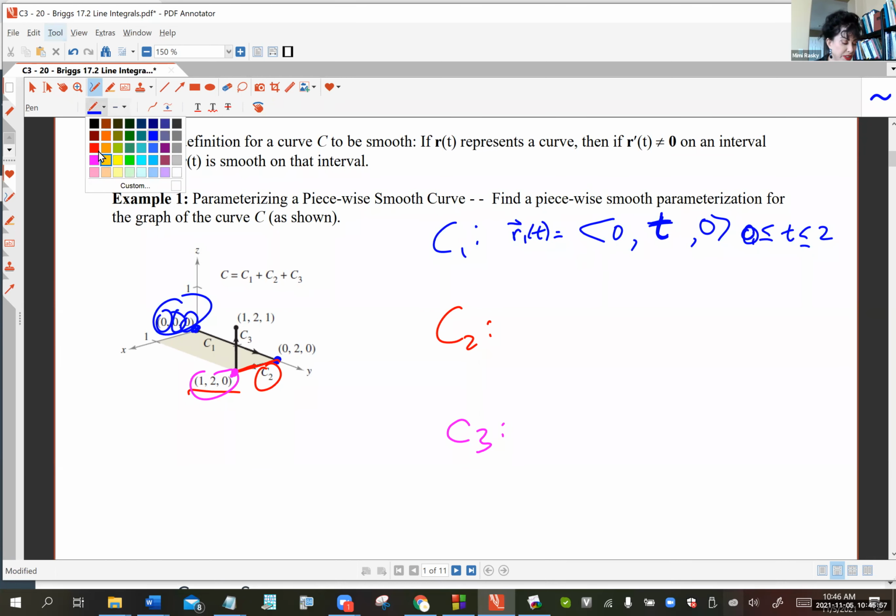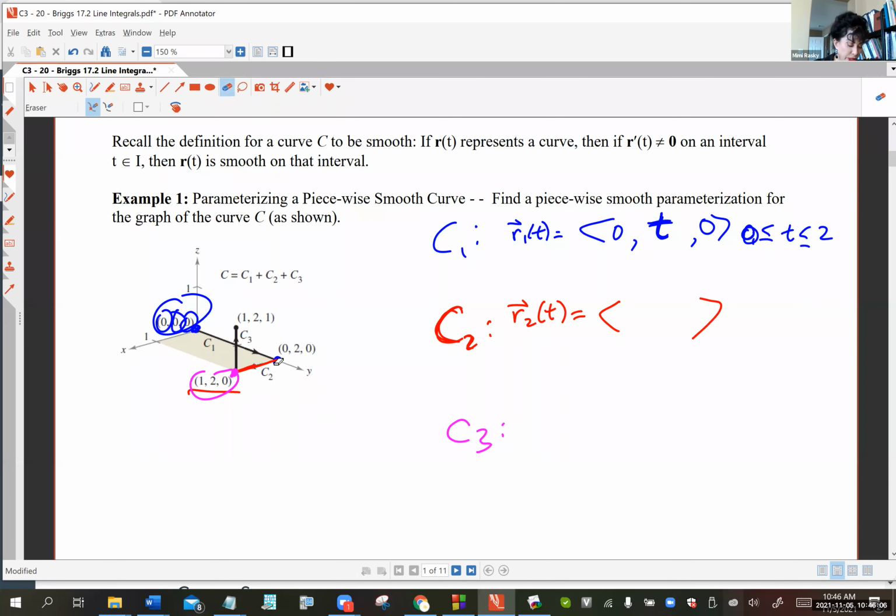So now let's move to the second leg of the journey, C2. Okay, I'm going to call the vector valued function R2 of t for this second leg of the journey. What do we know about this journey? You start at the point 0, 2, 0, and then you travel along a straight line that stays in the xy plane the whole time and ends up at the point 1, 2, 0. It looks like the z coordinate stays 0 the whole time, which it does in the xy plane. So we can safely put a 0 in the z component slot.